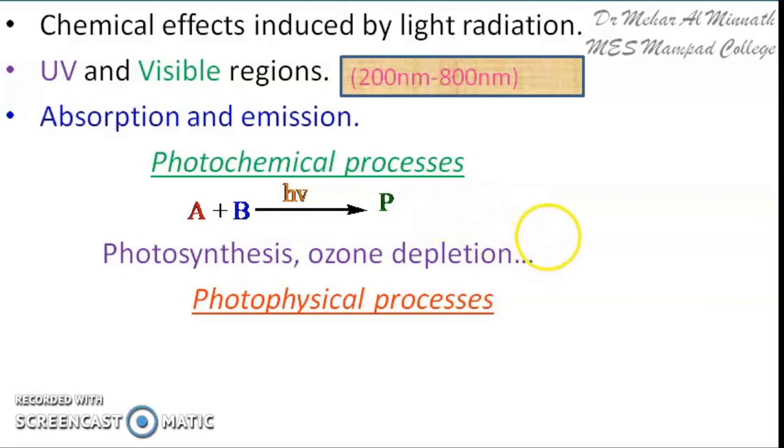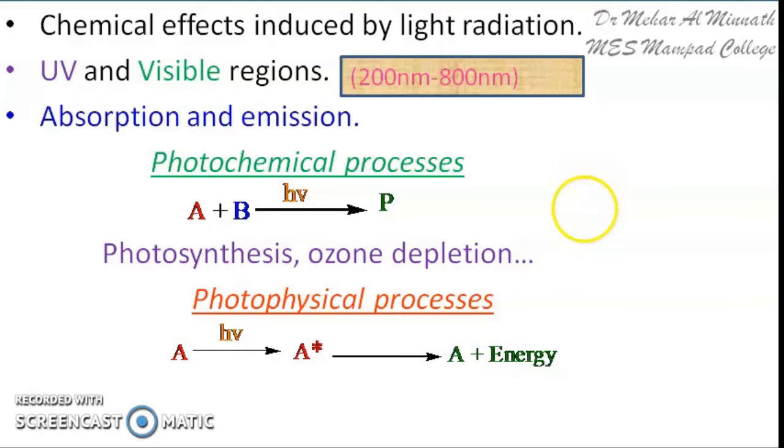process. In photophysical process, the chemical molecule absorbs light and goes to an excited state and then comes back to the ground state, releasing some amount of energy. So there is no chemical change happening to the molecule which absorbs light or which interacts with light. There is no chemical change. The molecule goes to an excited electronic state and then comes down to the ground state.